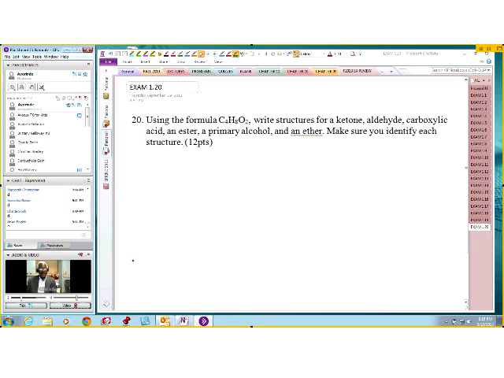Okay, so this is saying using the formula C4H8O2, write structures for a ketone, aldehyde, carboxylic acid. In other words, we just want to know whether you recognize this class of compounds. Okay, so let us start with the ketone. For a ketone, you must have a carbonyl attached to 2 carbon atoms. Okay, so we have that. And then since we only have 4 carbon atoms, we have this.